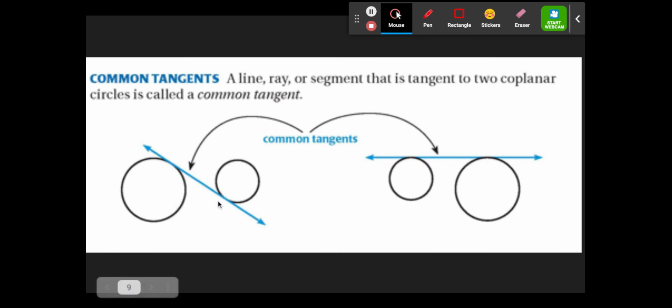Common tangents are pretty cool, right? Anytime you have two circles, there's going to be at least one, but basically multiple opportunities for common tangents, which is exciting to think about.